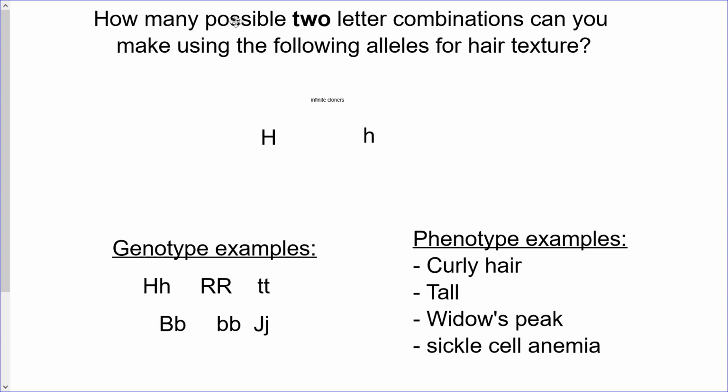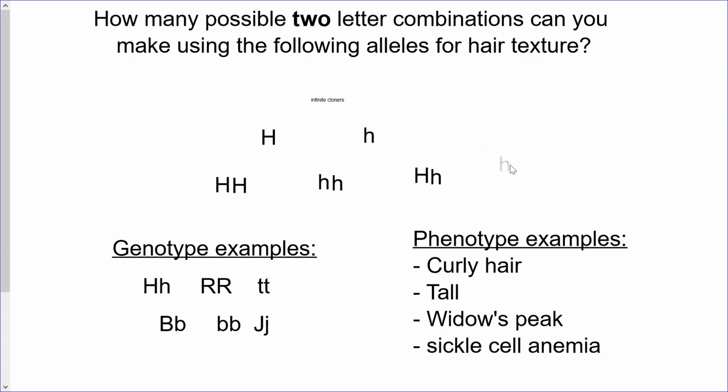So how many possible two-letter combinations can you make using uppercase and lowercase letters for hair texture? Well, one possible combination would be to have inherited a big H from mom and a big H from dad. So in which case you would have two dominant alleles. Another possible variation would be a little h from mom and a little h from dad. So that's another variation. And you could also get a big H from one parent and a little h from the other parent. And there's your third variation.